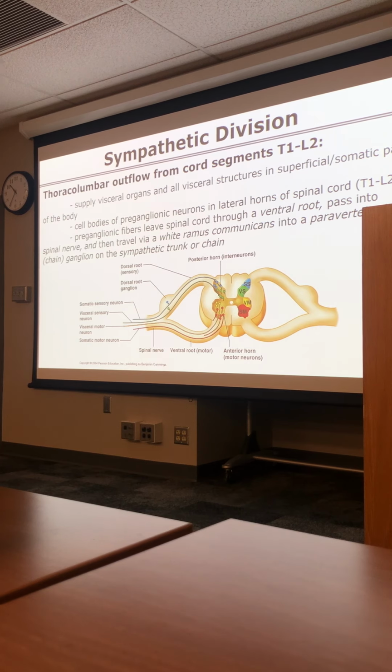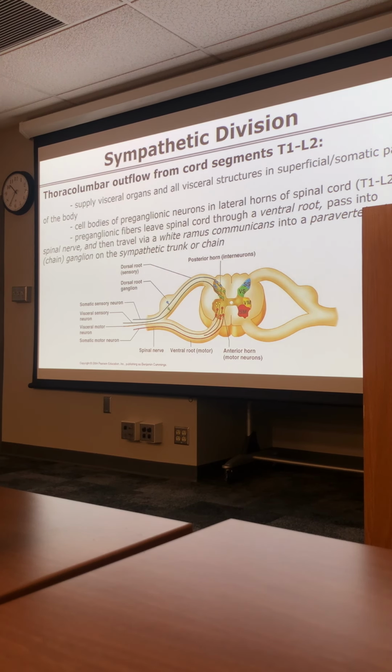So how do we get this information out? Because this sympathetic information is going to end up everywhere. So we've got to get it away from the T1 to L2 region of the spinal cord. And so we're going to see that it's going to supply the visceral organs and all the visceral structure in the superficial and somatic part of the body. So that means everywhere. Everywhere in the body we've got to get.